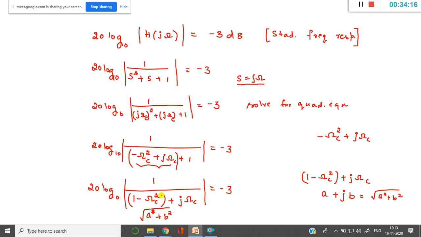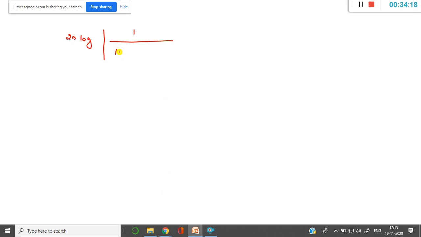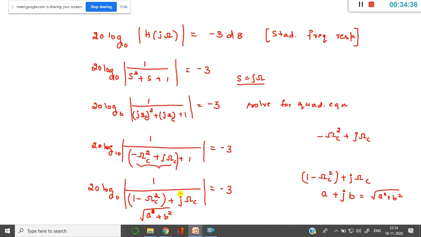A is nothing but 1 minus omega c whole square. So that is 1 minus omega c square whole square. This is a square, plus b square, so that is omega c square. Simple. So that is equal to minus 3. You got this, guys? Simple mathematics, simple trigonometry I applied here.